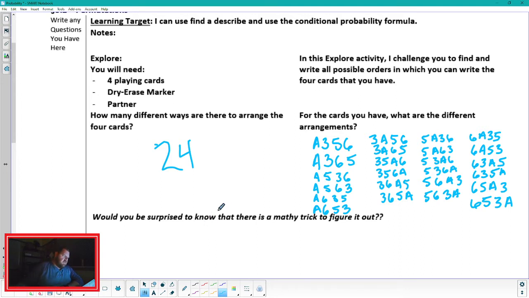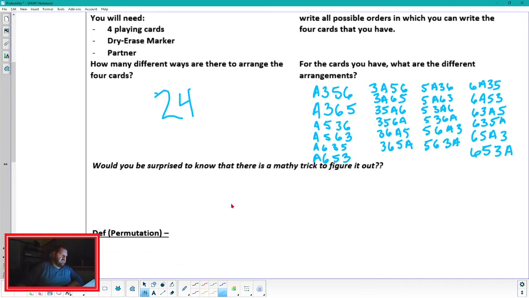And obviously, it's a little bit time consuming. I spent the better part of a couple minutes doing that. And I guess, would you be surprised to know that there's a mathy way to do that? Well, we can decide it by the card placement, the position in the lineup, and we can look at it that way.